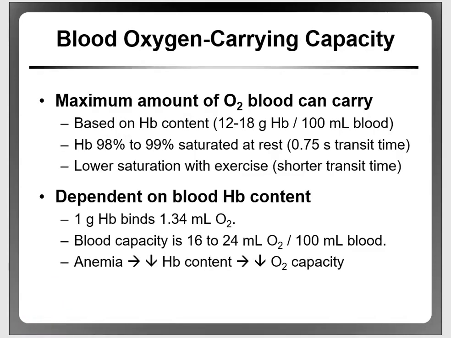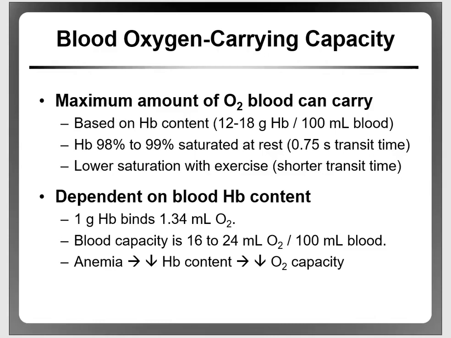All right, so let's look at blood oxygen carrying capacity. The oxygen carrying capacity of blood is the maximal amount of oxygen that the blood can transport. That's going to depend mostly on how much hemoglobin there is in the blood. Each 100 mils of blood contains an average of 14 to 18 grams of hemoglobin in men, and 12 to 16 in women. And each gram of hemoglobin can combine with about 1.34 mils of oxygen. So the oxygen carrying capacity of blood is roughly 16 to 24 mils per 100 mils of blood when the blood is fully saturated with oxygen.